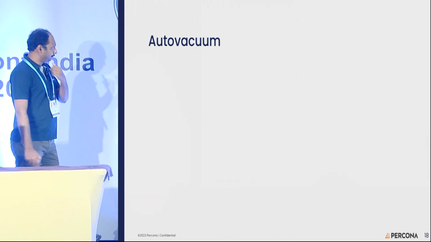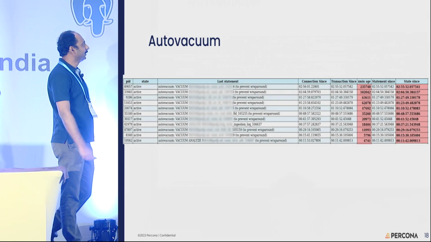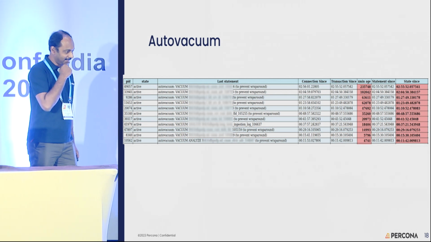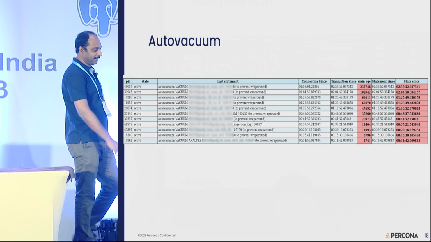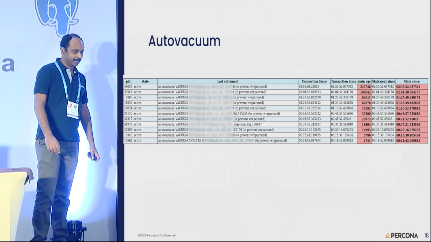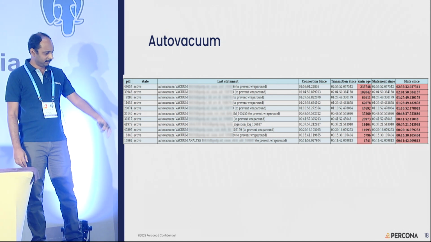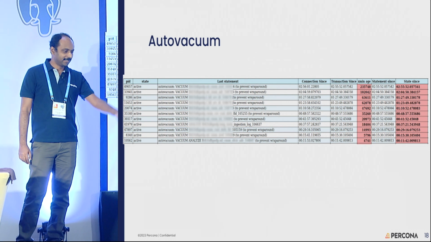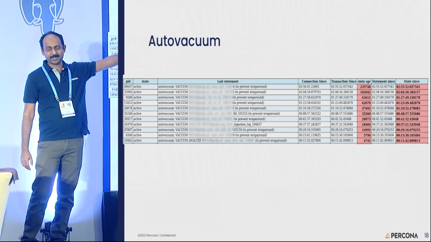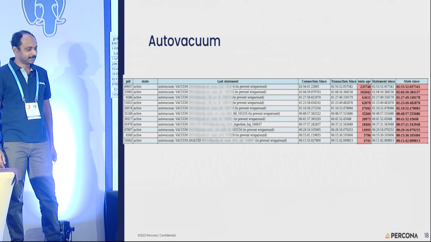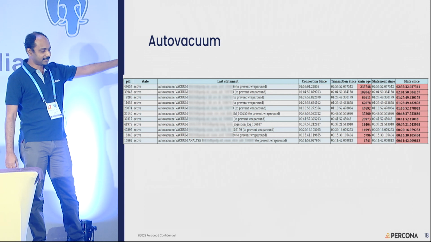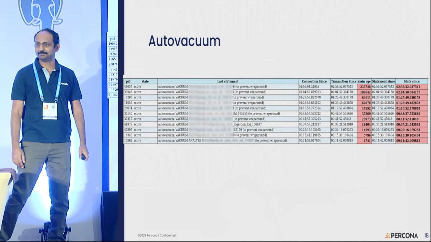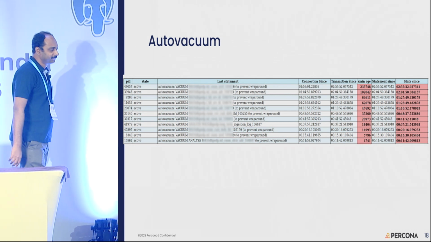And autovacuum. This is a typical case of common mistakes. In this slide, we can see that a large number of autovacuum workers are running, and they are working on wraparound prevention. And some of the workers started 2 hours ago or before that, 2 to 3 hours.